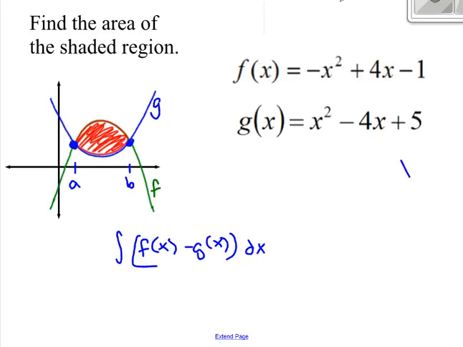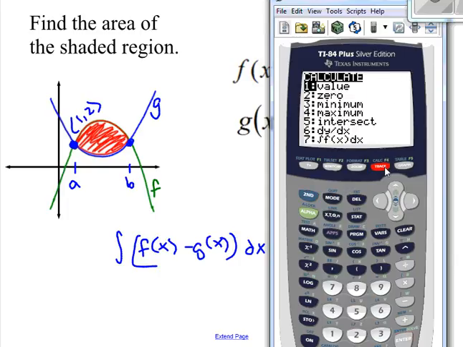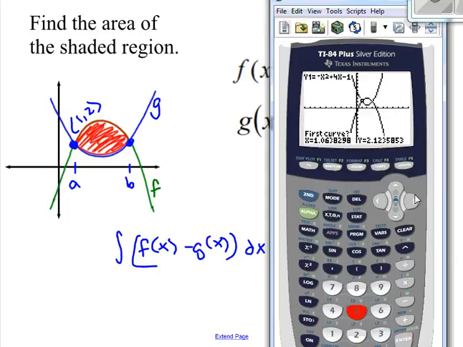So let's come over here. I'm going to just label this point. This point is 1, 2. And then I need to get the other point. So I'm going to hit second, trace, intersect again. And I'm going to arrow over till I'm closer to this one and press enter three times. And there it is. It is at 3, 2.